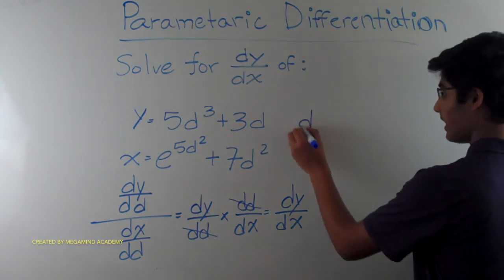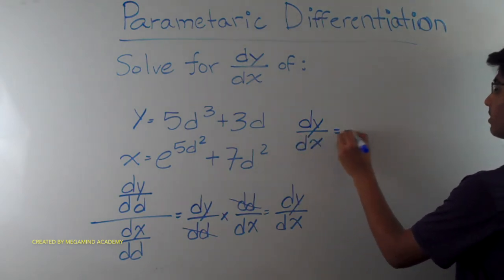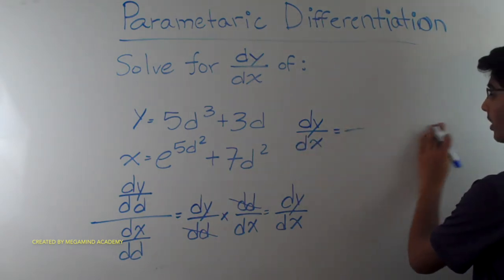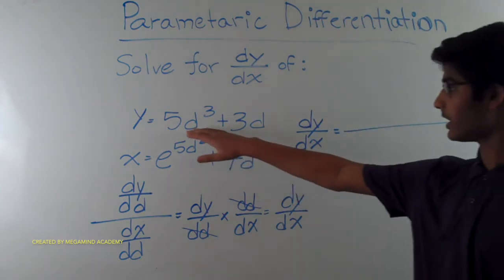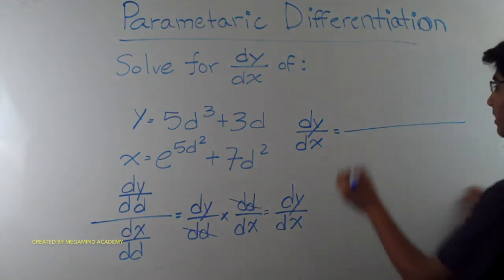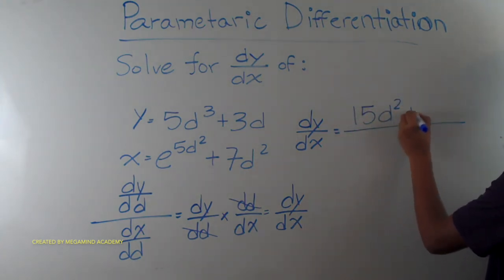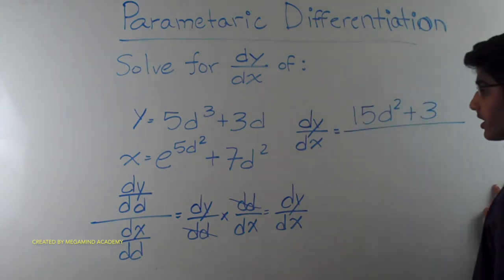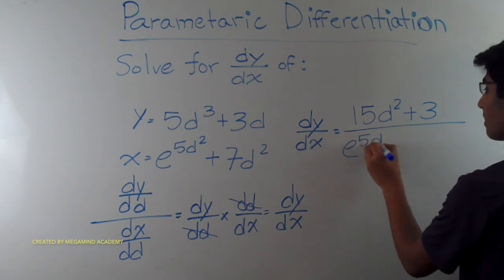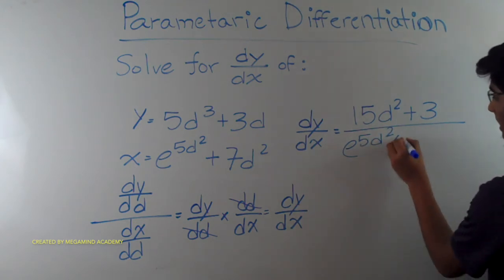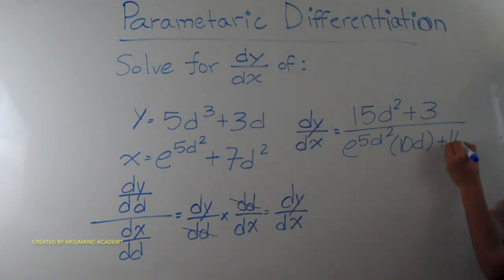So dy/dx would be equal to the derivative of the numerator. The derivative of 5t^3 + 3t would be 15t^2 + 3. Over the denominator, which has a derivative of e^(5t^2) times 10t plus 14t.